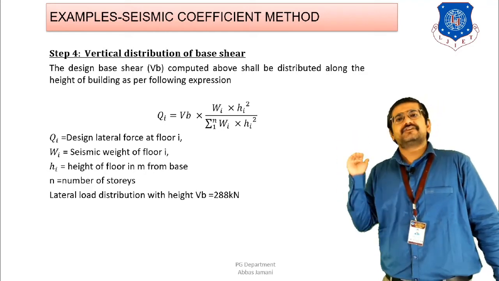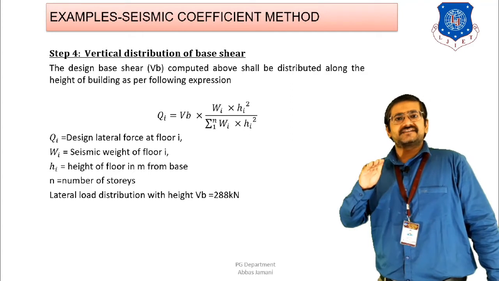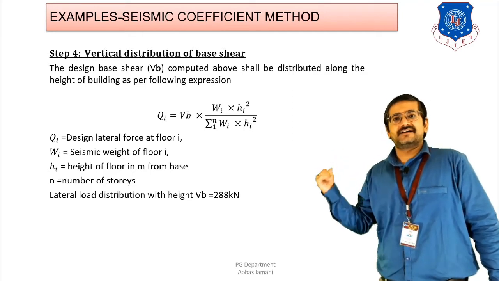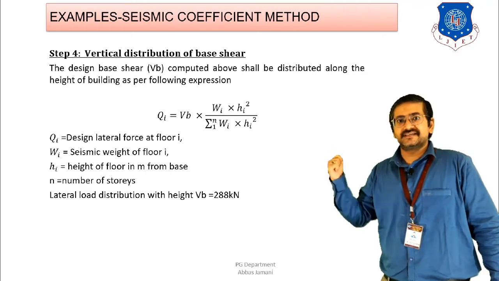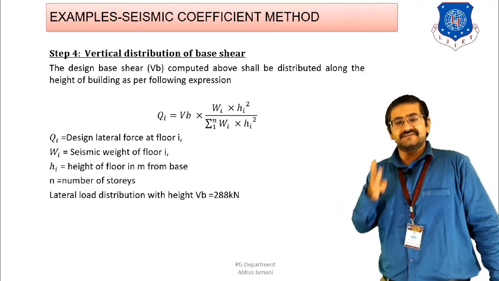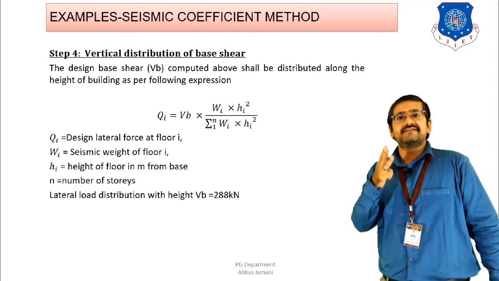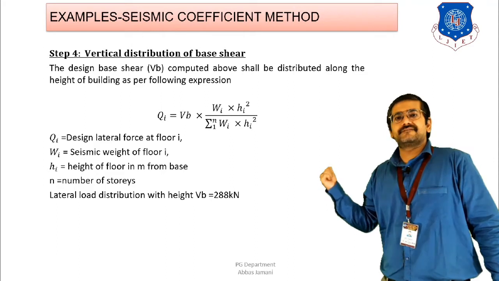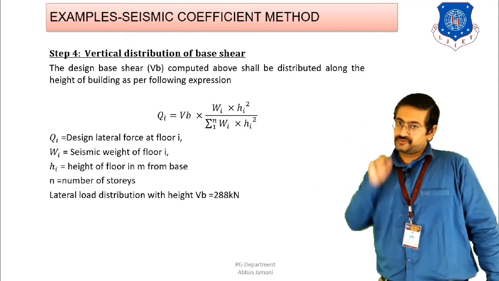Wherever the mass is going to be there, at that level the inertia is going to be there, and wherever the inertia is going to be there, at that particular level this lateral load is going to be applied, right? Since we have a G+2 building, that is 3 slabs, mass is going to be at 3 levels. So I will get the value of Q for 3 levels, that is Q1, Q2 and Q3, right?